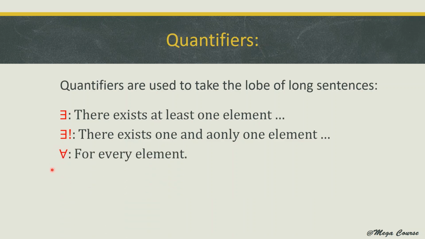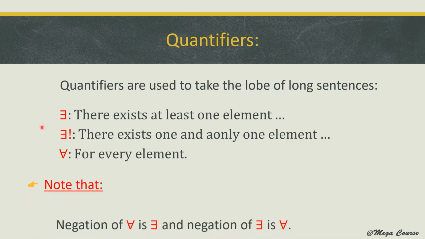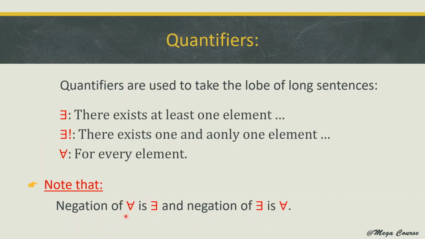While this symbol means for every element inside a set. Note that the negation of this one, which is for every element, is there exists at least one element. And the negation of there exists at least one element is for every element.